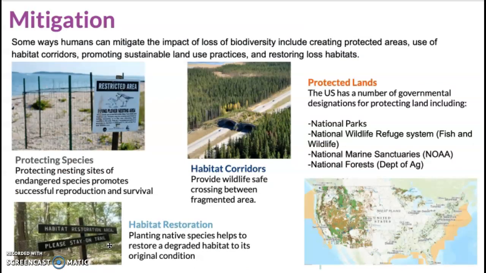We can prevent some of this, or we can mitigate it. Mitigating means that we're trying to lessen the problem. So we can create protected areas, we can use habitat corridors, we can promote sustainable practices, and we can restore some habitats that are lost.